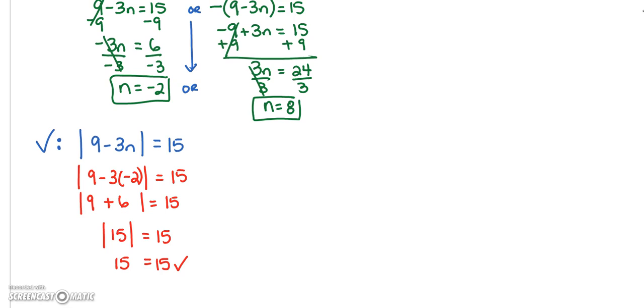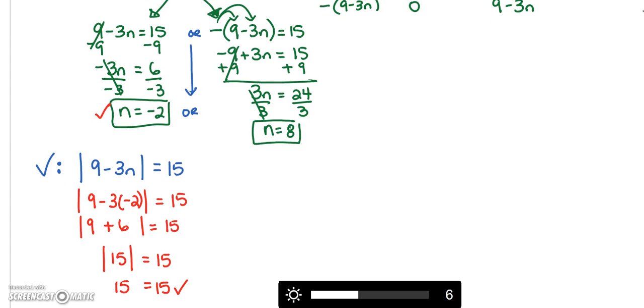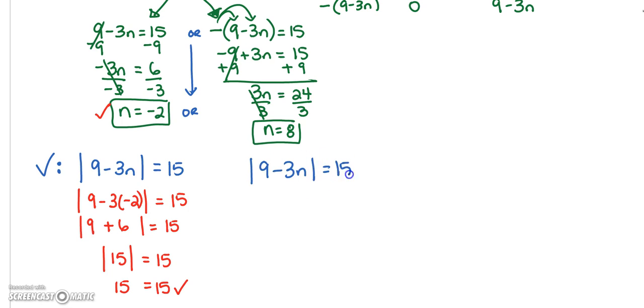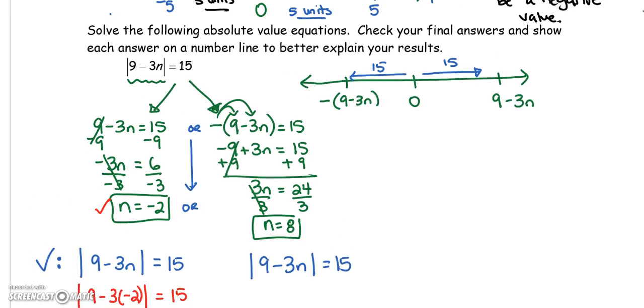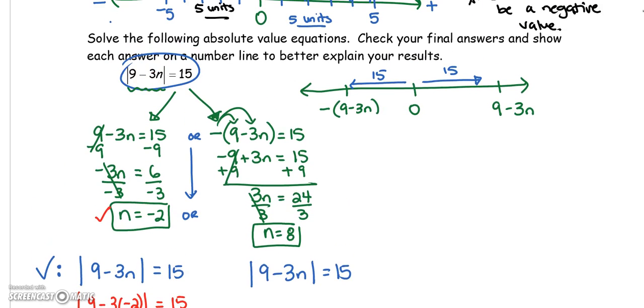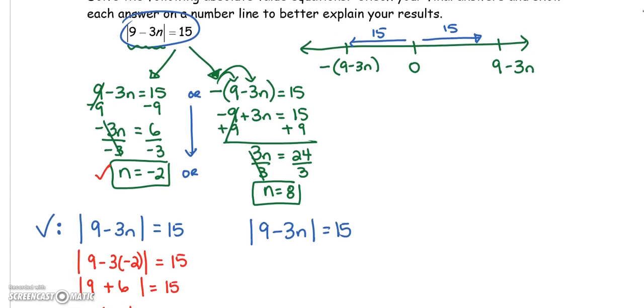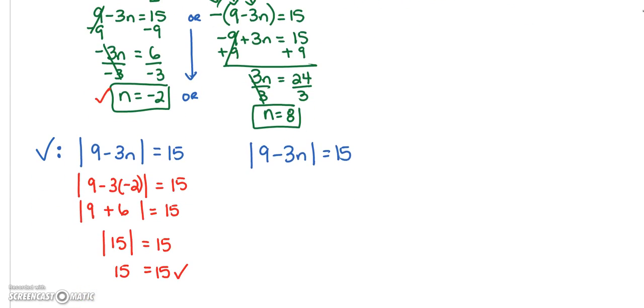All right, let's go ahead and check the second problem. So we know that this one is correct. N equals negative 2 is a solution. Let's see if n equals 8 is also a solution. So we're going to go ahead and check that one out. Well, we have absolute value of 9 minus 3n equals 15. This was the original equation that I'm using to check my work. I'm not using any part of the problems that I've created. And I'm going to go ahead and put 8 in there.